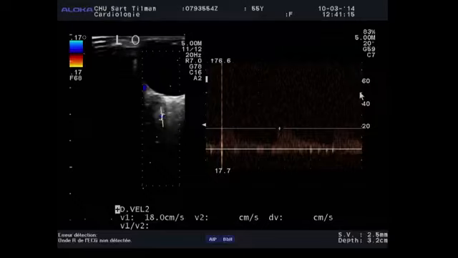Now I move to the other eye, and you can see here that the peak systolic velocity is about 20, so much lower than the other one. When there's a severe stenosis in the internal carotid artery, you have a lower velocity, or sometimes the blood flow is in the other direction.